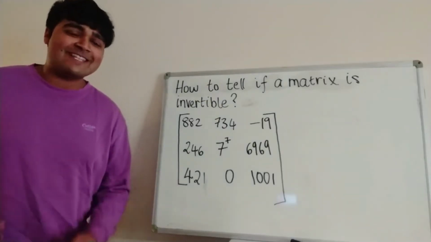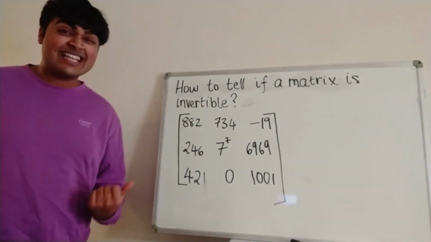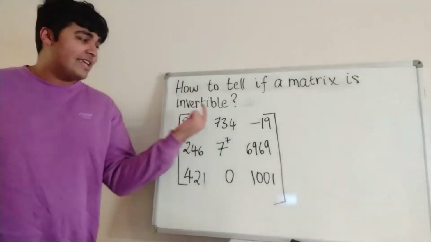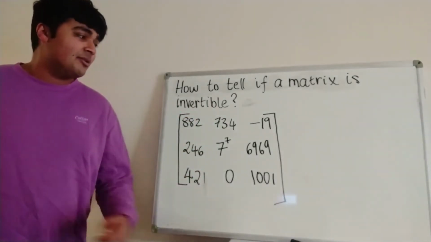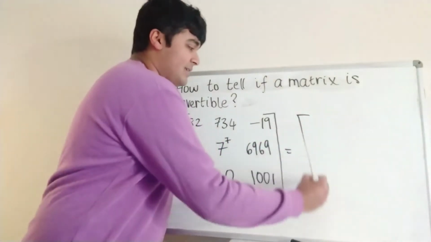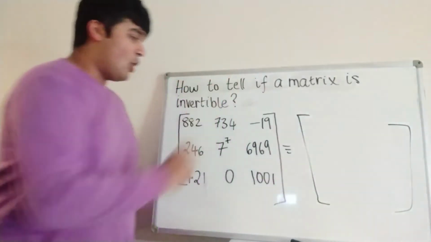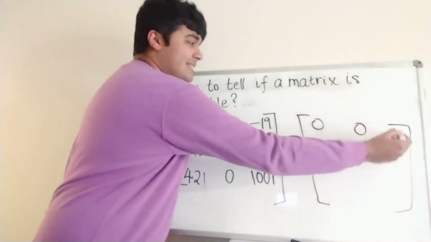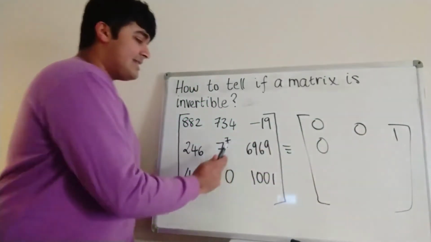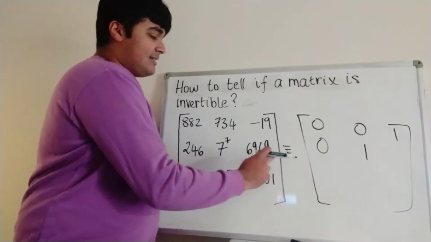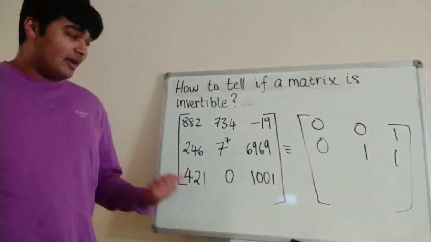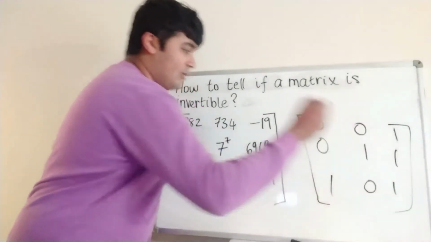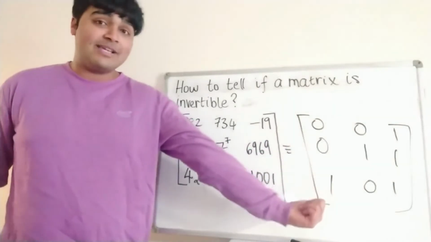Okay, so the way that we're going to prove that this is invertible is essentially by looking at this matrix here and reducing it mod 2. So we're going to basically just consider the parities of each of the entries, because every entry here is an integer. So it's going to be congruent to: 882 is even, so that's going to be 0, 734 is even, minus 19 is odd, 246 is even, 7 to the 7 is going to be odd, so that's 1, 6969 is just going to be 1, 421 is going to be 1 because that's odd, 0 is 0, and 1001 is odd. So this matrix here is congruent to this matrix here mod 2.